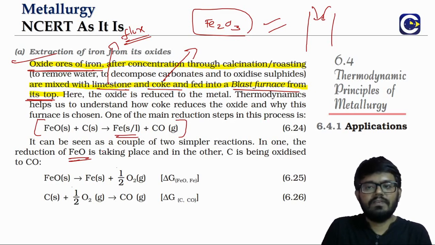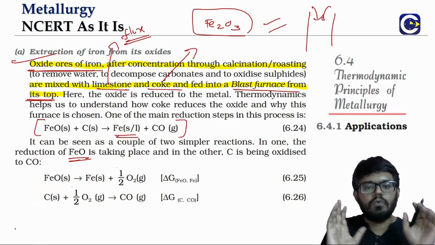Frankly speaking, they should have given the other two curves also. Fe2O3 or even Fe3O4 curves will be pretty close to the FeO curve. They should have given them, but they have not. So hence we will do the analysis by using FeO.